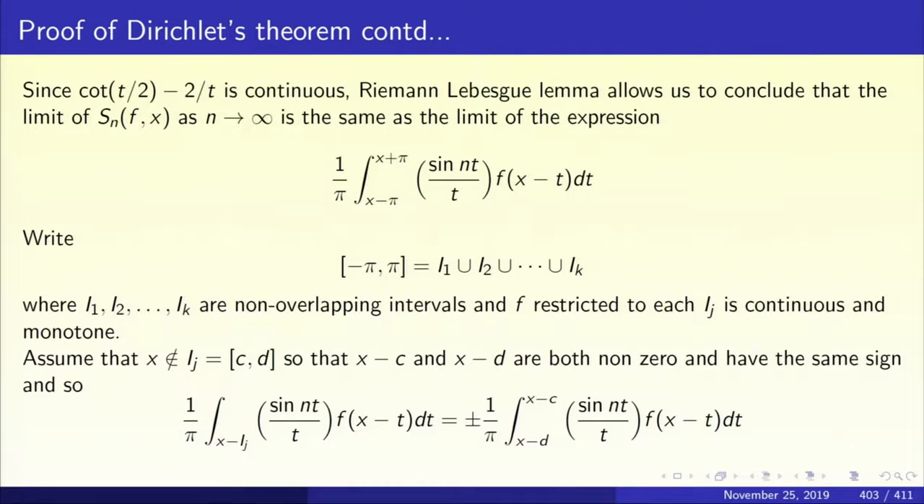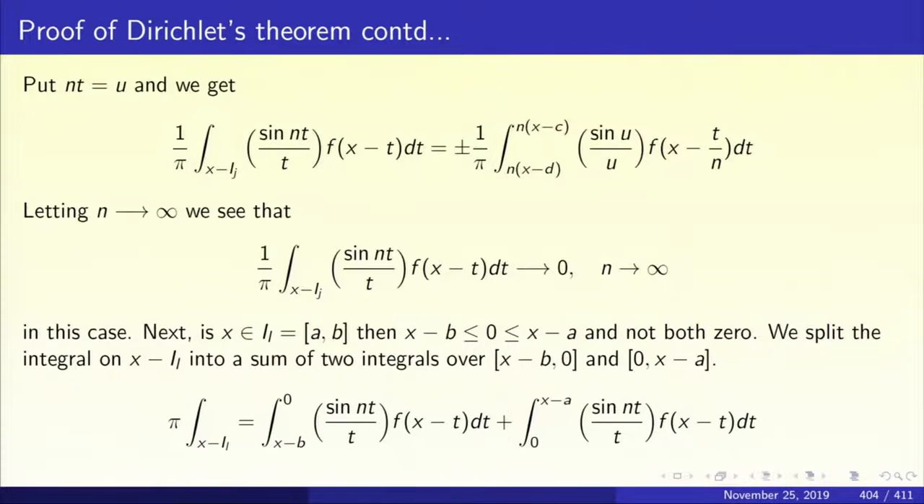That's plus or minus depending on whether x minus c and x minus d are both positive or both negative. I am clubbing them by putting a plus minus 1 upon pi integral from x minus d to x minus c of sin nt by t f of x minus t dt. Now the thing is obvious, we must put nt equal to u, and then we will get sin u by u du f of x minus u upon n. That's exactly what I have done here.